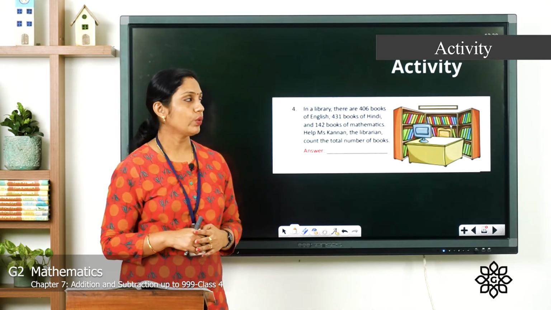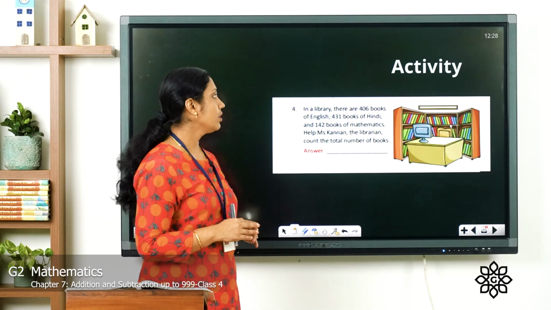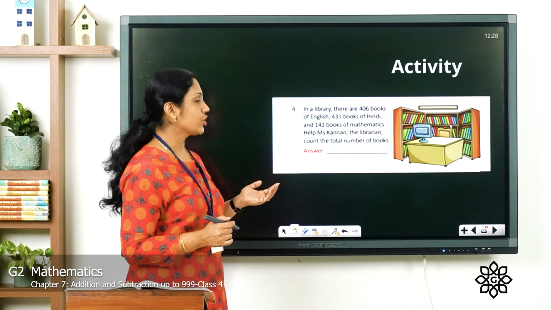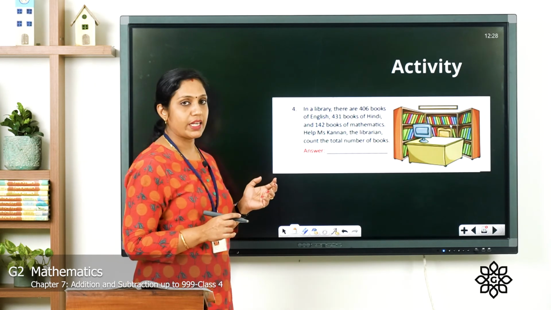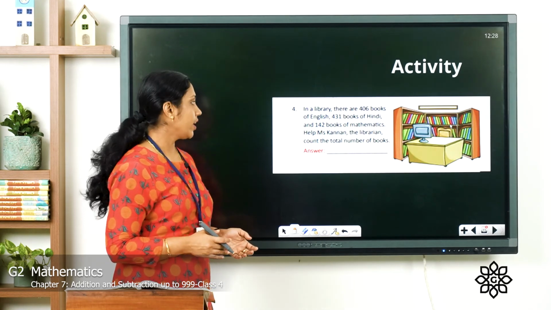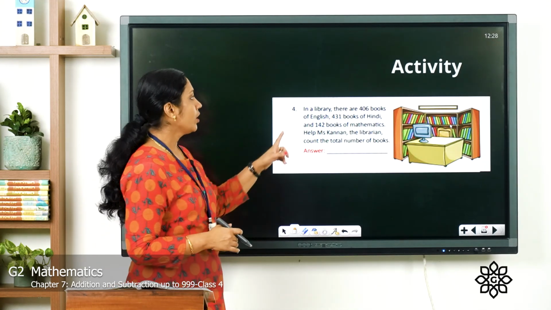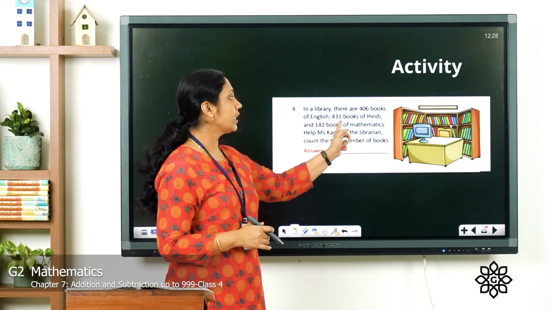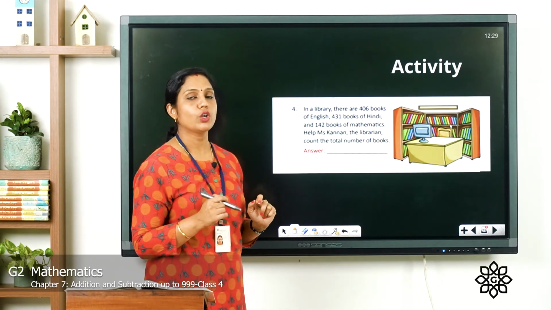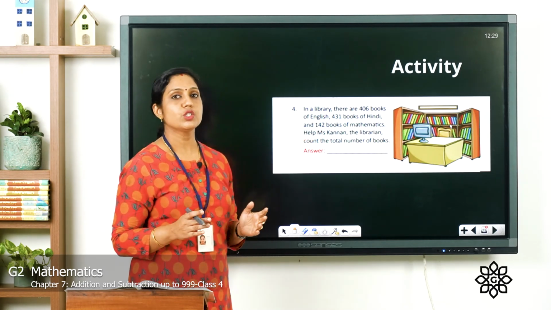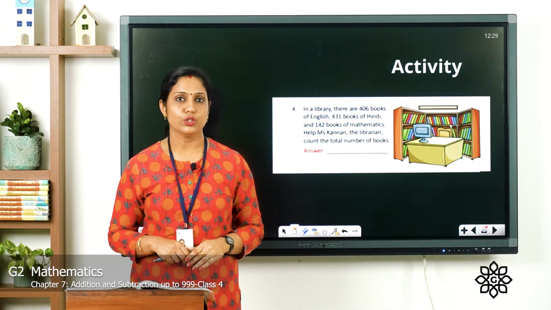And the next question, the fourth one, this is also an activity for you to do. Let's read out the question. In a library, there are 406 books of English, 431 books of Hindi and 142 books of mathematics. Help Miss Kannan, the librarian, count the total number of books. So here there are three-digit numbers to add. 406 books of English, 431 books of Hindi and 142 books of mathematics. We have to find out the total by adding these three numbers. So these two questions, that is the question number 3 and question number 4, it is the activity for you to do.